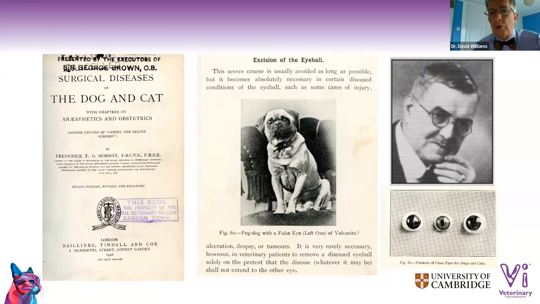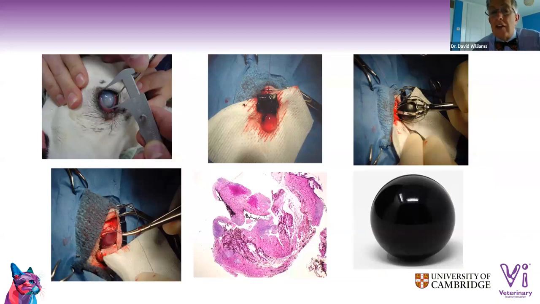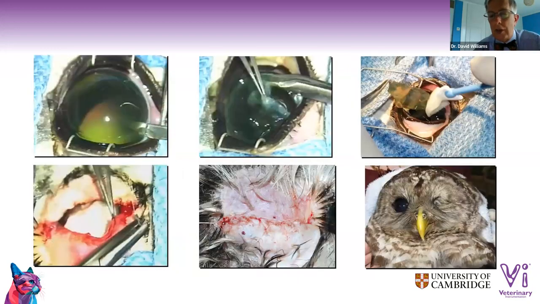We had this afternoon a cat with a melanoma. So I would say there are other things you can do. The Americans put prostheses in the eye. I don't think you need to do that. It causes complications. I would just remove the eye.